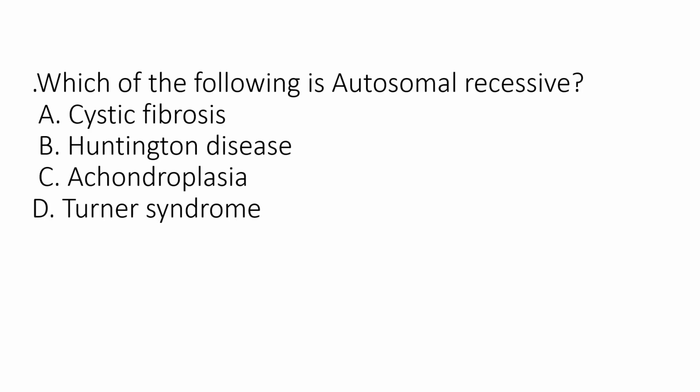Which of the following is an autosomal recessive disease? Option A, cystic fibrosis. Option B, Huntington's disease. Option C, achondroplasia. And option D, Turner syndrome. So try to answer this question.